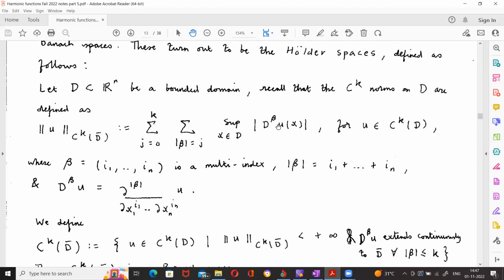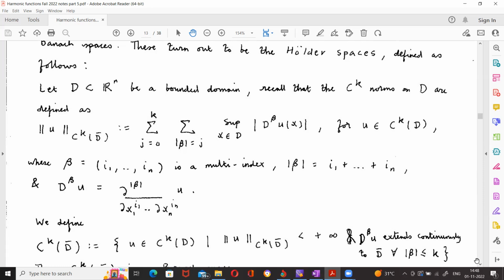So this notation means the usual thing: beta here is a multi-index I1 up to IN, and mod beta is the sum I1 plus up to IN, and d beta u means del mod beta u over del x1 power I1 up to del xn power IN. This partial derivative. So mod beta is the order of this partial derivative, right? So what we're doing is we're looking at all partial derivatives of order less than or equal to k, taking all of their sup norms over the domain D closure, and then adding up all these sup norms. So that gives the CK norm, right?